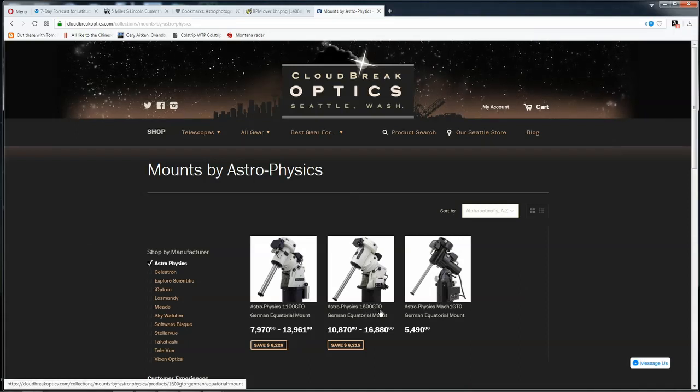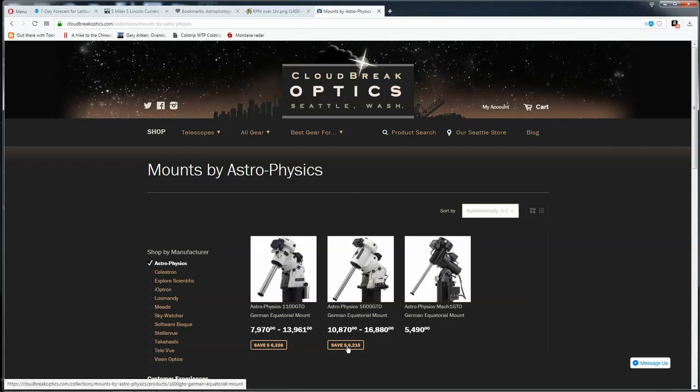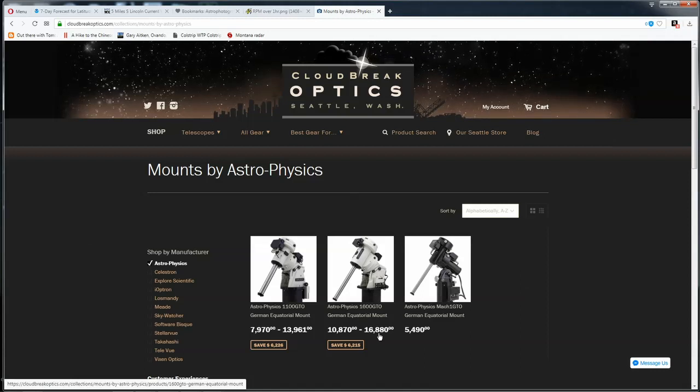1600 GTO, or GTO2. It's from $10,870 to $16,880. But notice you save $6,215. So we're talking money on the order of drag racing.